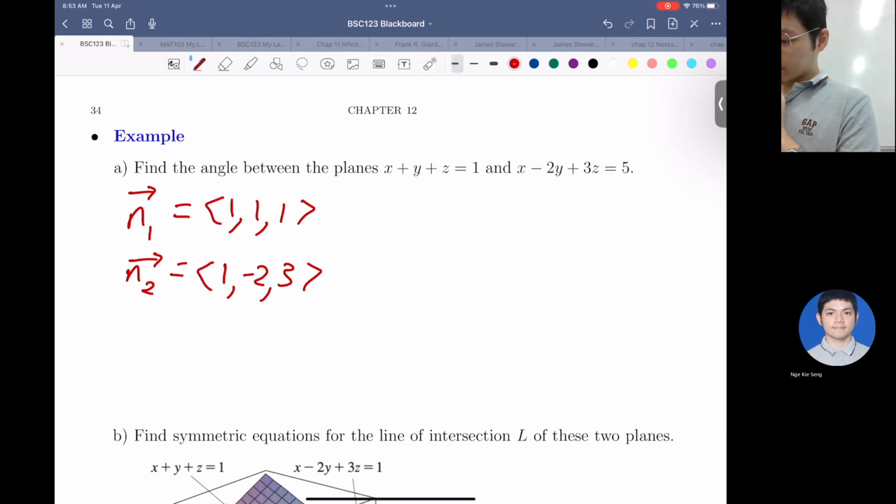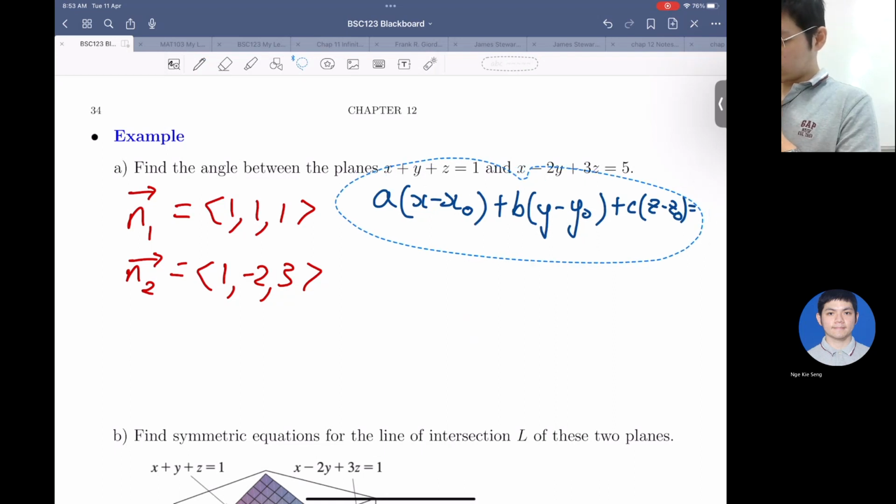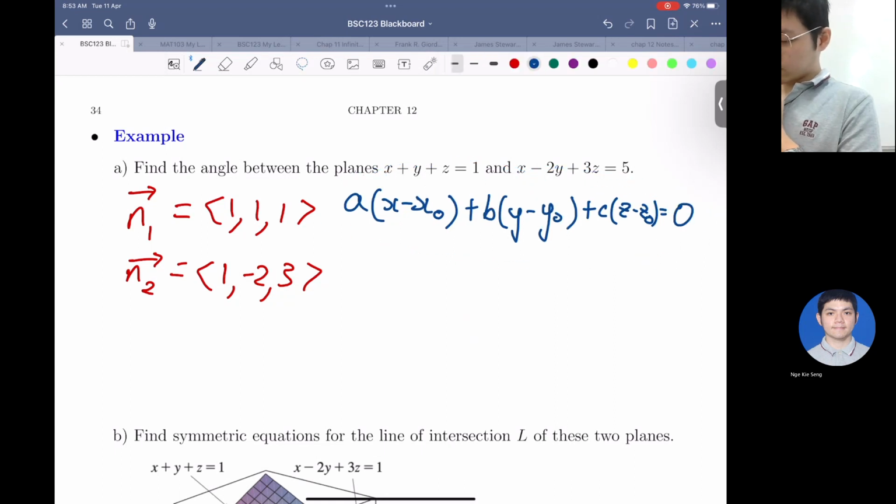So let's go back to what we derived just now. We start with this general equation equals 0. If we expand it, what do we get?